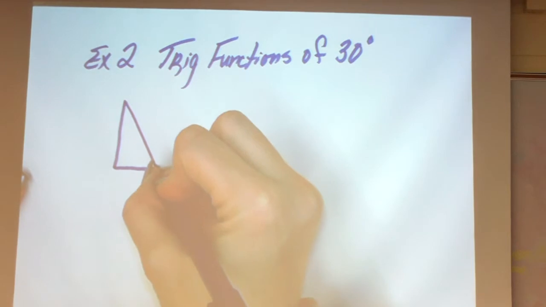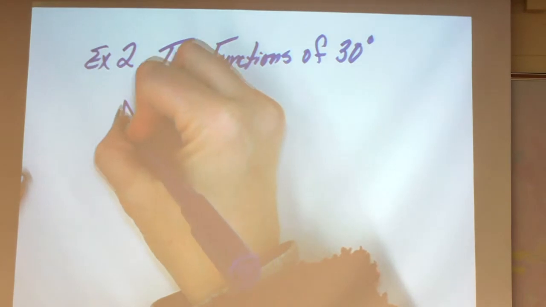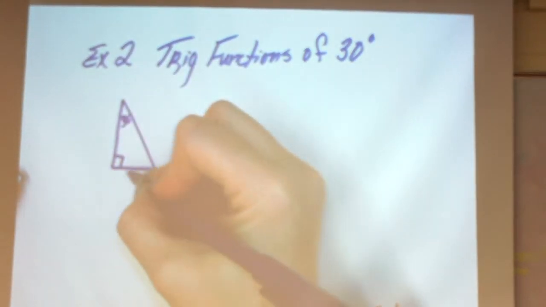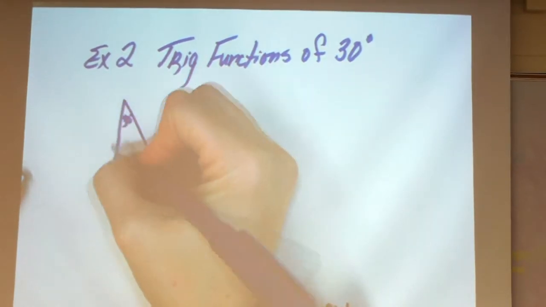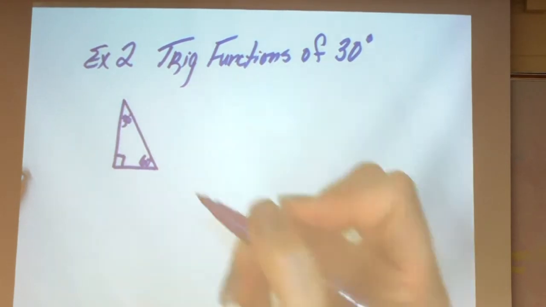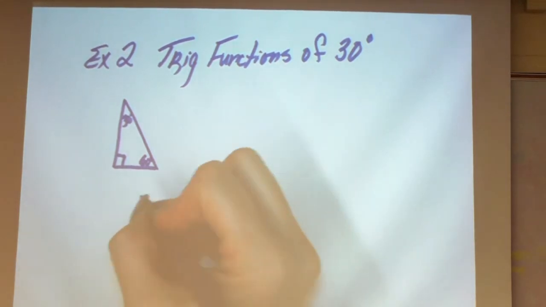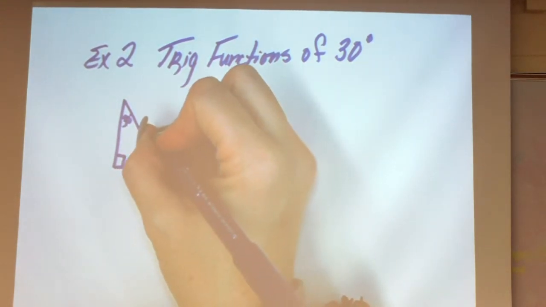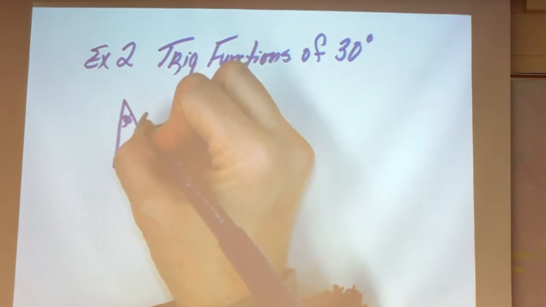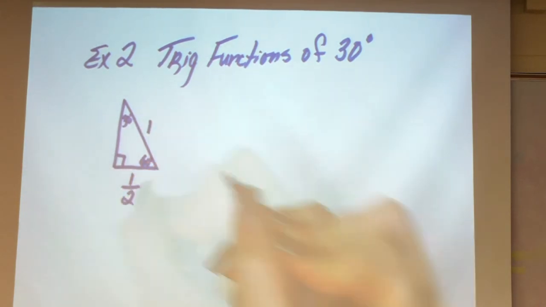When we have 30-degree angles of a right triangle, we know that our 30-degree angle is here. The side opposite is our shorter leg. And our 60-degree angle would be here. The side opposite that would be our long leg. And obviously the side opposite our right angle is our hypotenuse. Okay? In this type of triangle, we know that the side opposite the 30-degree angle is half the length of the hypotenuse. So let's say our hypotenuse is 1. Our side opposite our 30-degree angle is 1/2.